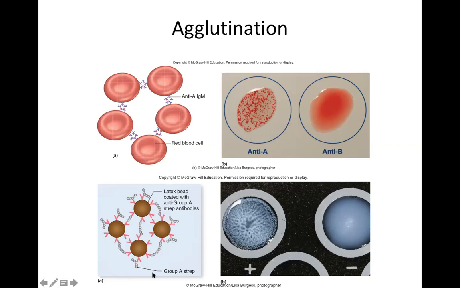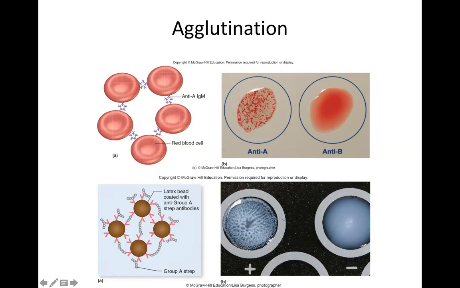This is also a test. We'd have to talk to Professor Perry to see if this one's actually still used in research labs. But what you can see here is you can take antibodies to, in this case, group A strep, right? And so you basically have manufactured these little beads that have group A strep antibodies on them. And so it's the same principle. You kind of force this cross-linking. And so if cross-linking occurs, then you know you have a group A strep bacteria.